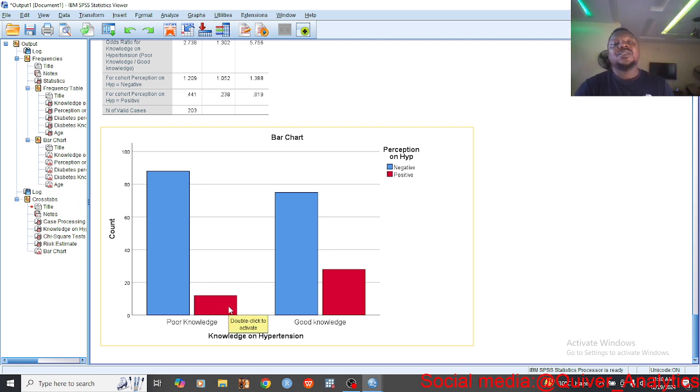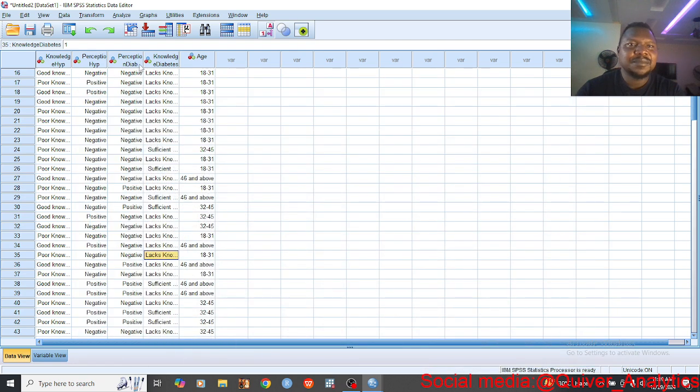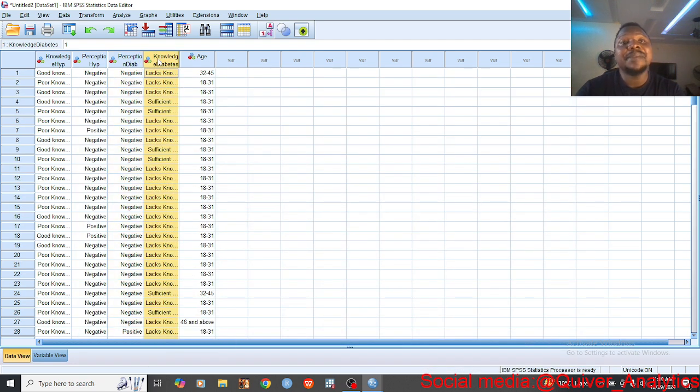All right, so that's it on odds ratio. For your practice, you can try the other one, knowledge and perception of diabetes as well. I'm sure you'll get it if you follow the process.